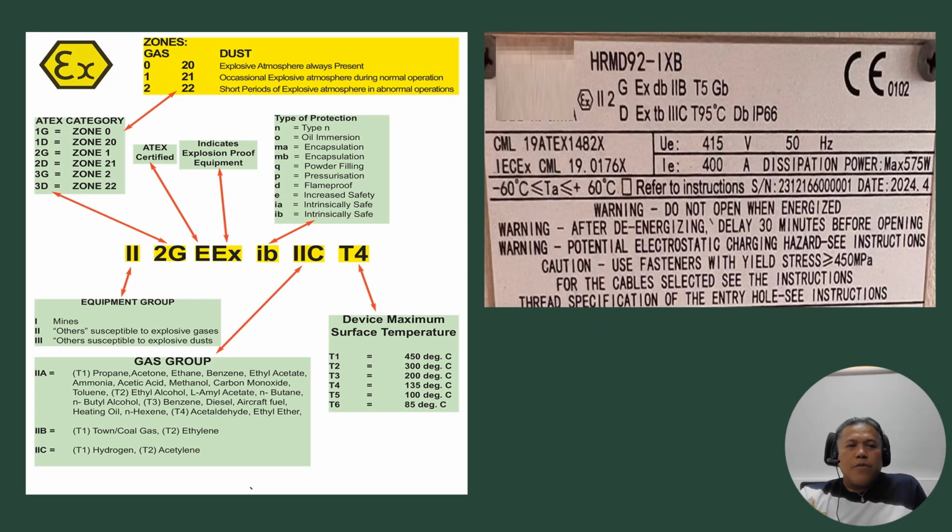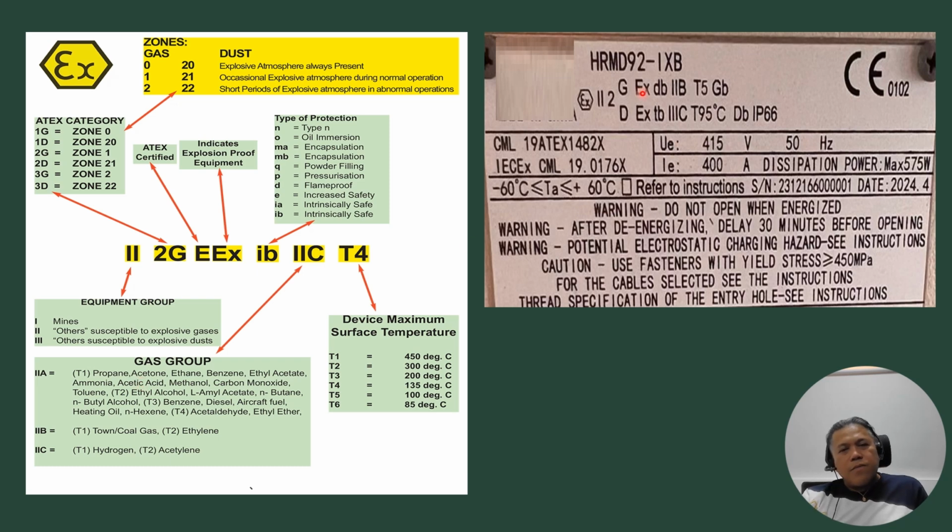So this is the example of our classifications: temperature, gas group, by zone. See, EX explosion proof, ATEX category. This is ATEX category by zone: zone 0, zone 1, zone 2, by gas zoning. And then this is how you read your equipment: T1 to T6, surface temperature 85 degrees, and then this is the gas group.